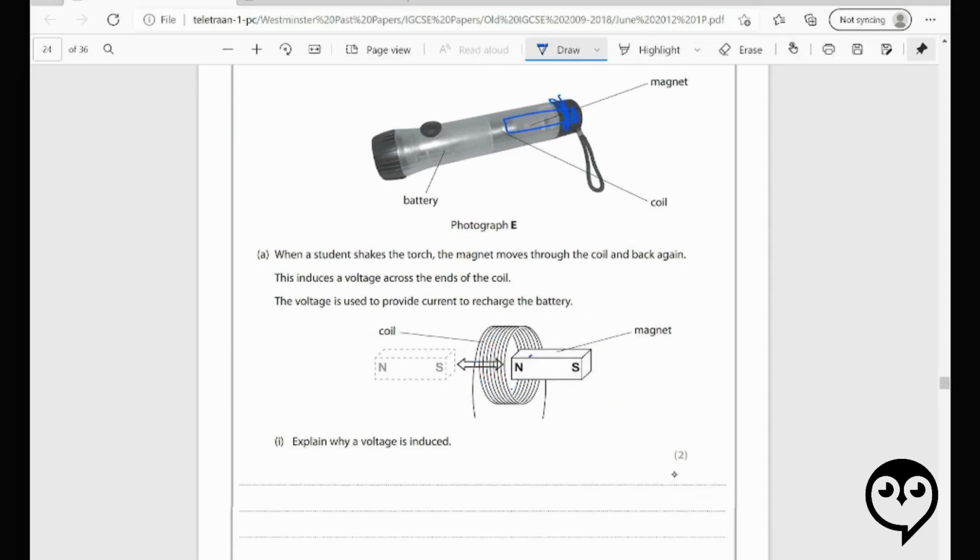How is the voltage induced? Well, we could say that the magnetic induction induces a voltage. We could be probably a little more detailed. When there's a change in the flux density, when there's a change in the number of field lines being cut by the coil, we will induce a voltage, something along those lines.